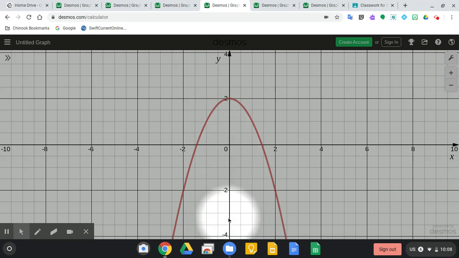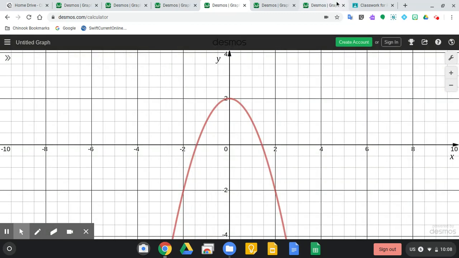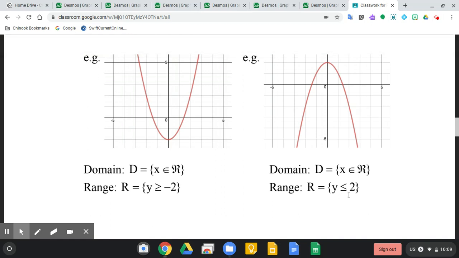Does it go down forever? Does it go up forever? In this case, it does go down forever, but it doesn't go up forever. Eventually, it gets to this point, the vertex, which is at (0, 2), and then it turns around and moves back down again. So all of our y values are below this vertex. So if I look at my range for this particular graph, we say all our y values are less than or equal to 2. All our y values are below that particular vertex.